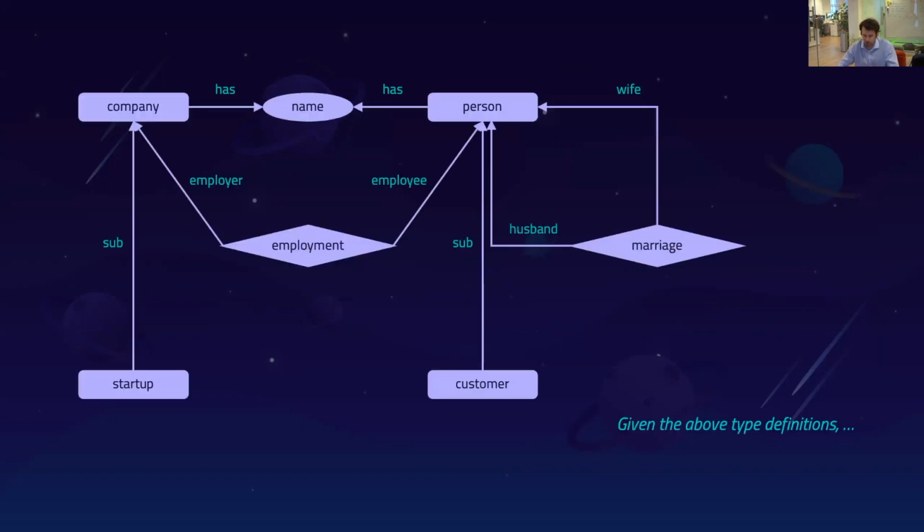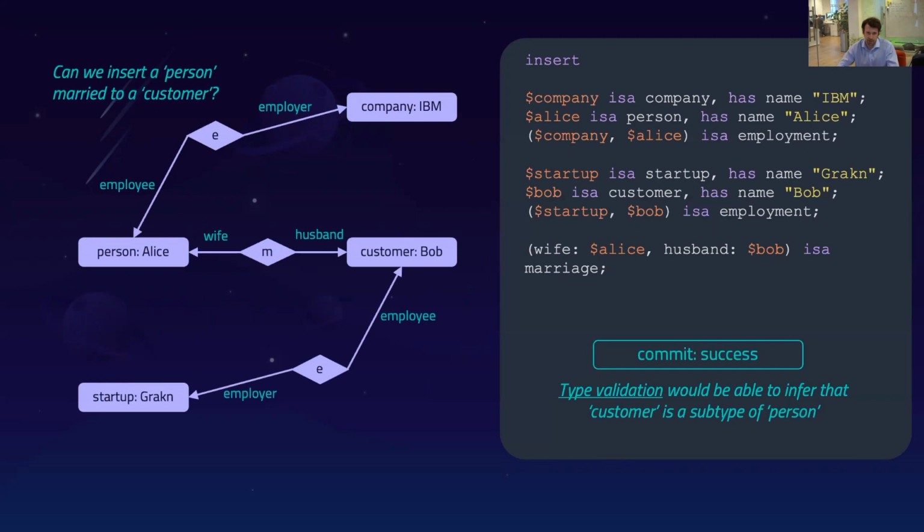So we saw these types here. So given these definitions, let's try and insert some data. So let's say, could we insert that a customer is married to a person? This is the same query that we saw before. And I already mentioned this, but the commit would succeed because type validation would be able to infer that customer is a subtype of person. So we didn't have to declare customer being able to be connected to a person, but because customer inherits from person, that is allowed.